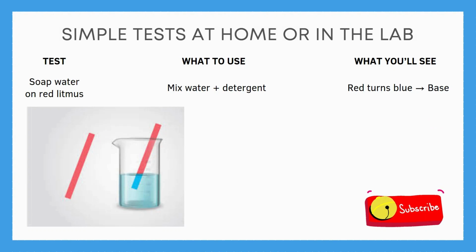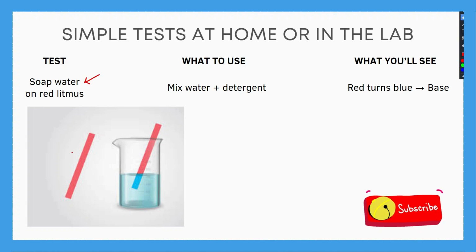Test number two, if you use soap water, some water that has been mixed with soap and it has become a little bit foamy, on red litmus paper, like we can see over here, we have a piece of red litmus paper and we have some soapy water that's been mixed with some soap and it has changed its color. You can see the color changing all the way from red over here to blue over here. So what does that tell you?